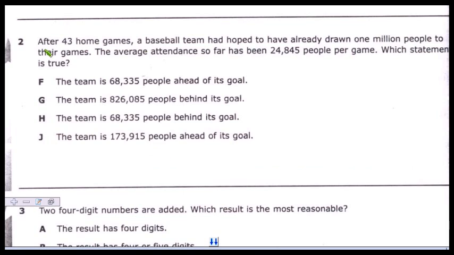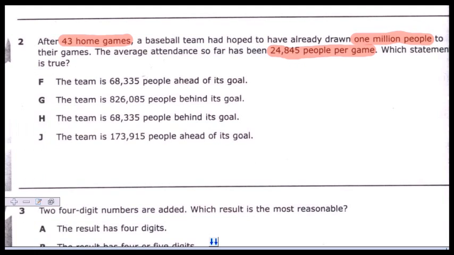So the question here says, after 43 home games, a baseball team had hoped to have already drawn 1 million people. So this is their hope. They want to get to 1 million people. The average attendance so far has been 24,845 people per game. Okay, and they have this many games right here. Which statement is true? We have to calculate how many people have gone so far. Okay, so we have to multiply 24,845 times 43.